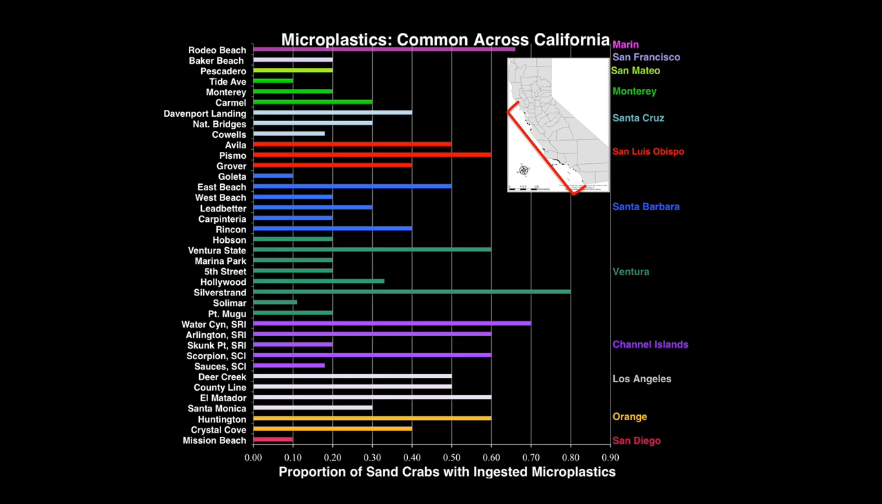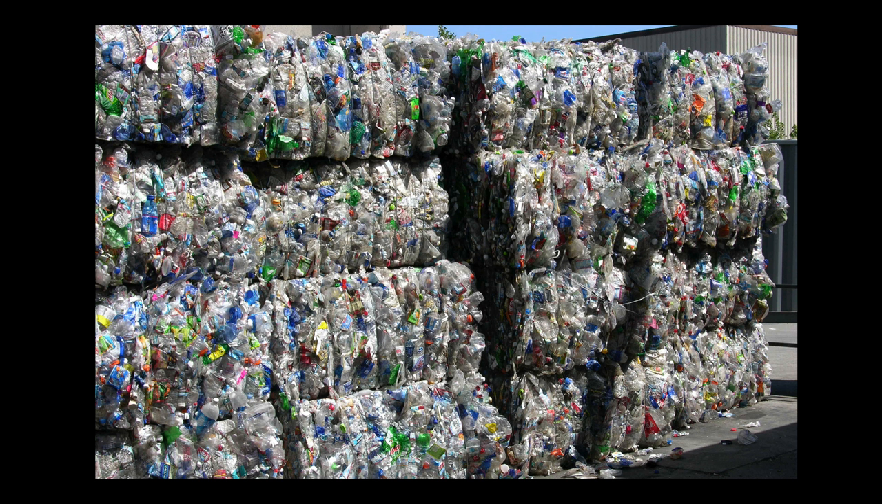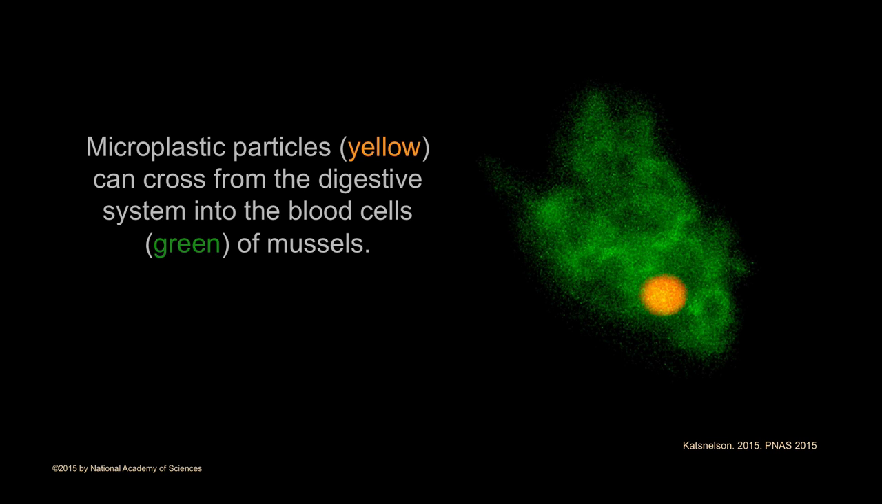That's telling us that this material is entering the food web. That's telling us that this is a potential explainer as to why we're not seeing as much of that smallest of the small size class of microplastics in the open ocean. Lots and lots of plastics.